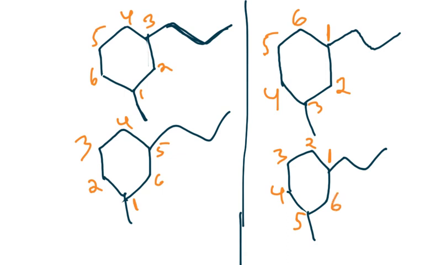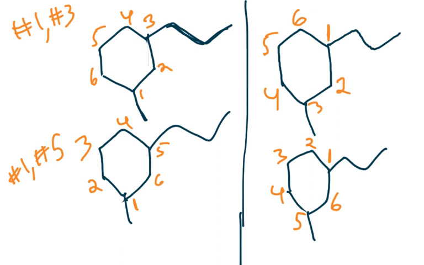So we have these 4 options. Let's go on the left side. If we started here, at what carbon numbers do we have substituents for the top one? I'm over here right now. So we have substituents at carbon numbers 1 and 3. What about for the drawing below this? Right here, we have substituents on carbon numbers 1 and 5.